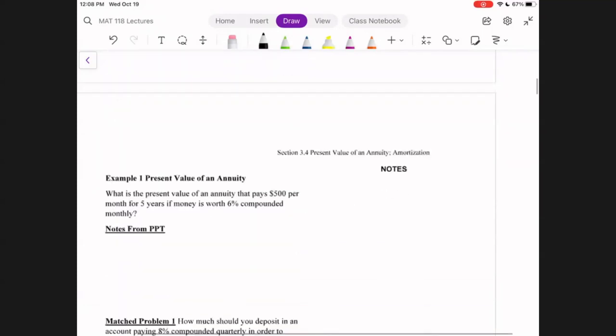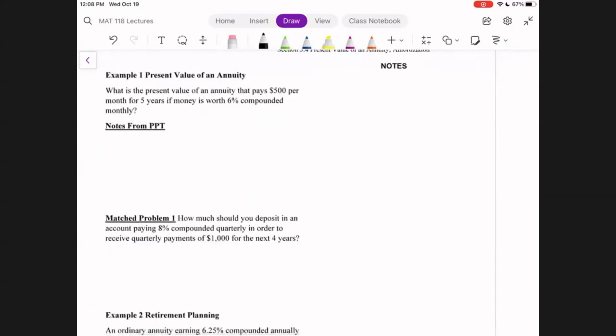Right. So let's look at this first example. What is the present value of an annuity that pays $500 per month for 5 years if money is worth 6% compounded monthly? So what's going to happen is, at the end of each month, since this is compounded monthly, I'm going to take $500 out. Then the money that's left is going to gain some interest. And then the next month, I'm going to take $500 out.